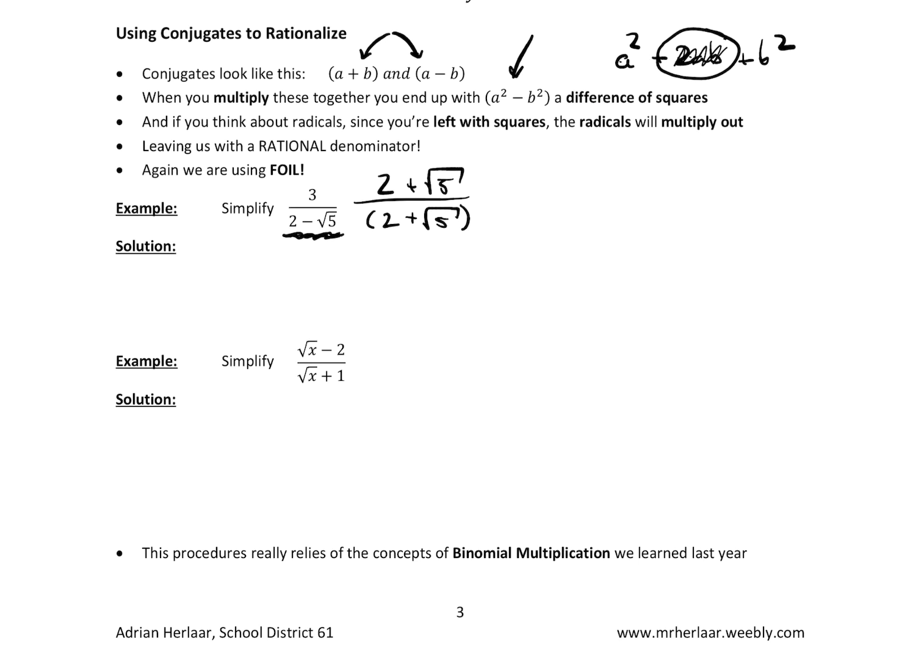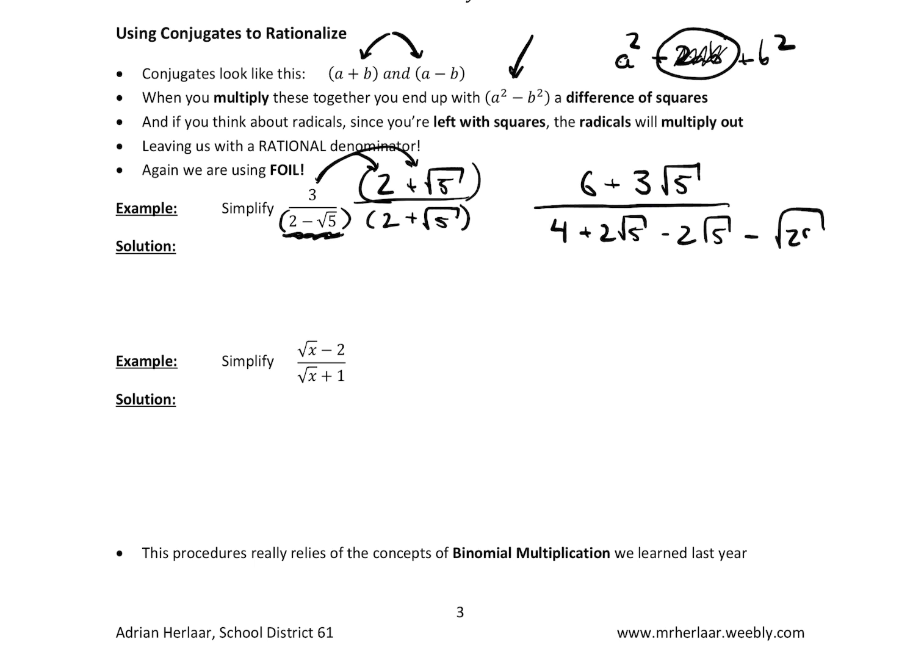First, we can do the top, totally fine by me. The 3 water bombs into there and into there. And you'll end up with 6 plus 3 root 5. But now on the bottom, you're doing FOIL. And you'll see why this is great, because 2 times 2 is 4. 2 times root 5 is 2 root 5. 2 times negative root 5 is negative 2 root 5. And then root 5 times negative root 5 is minus root 25.